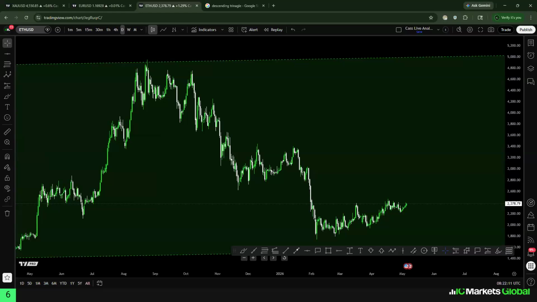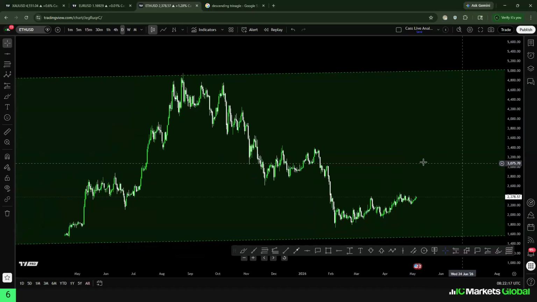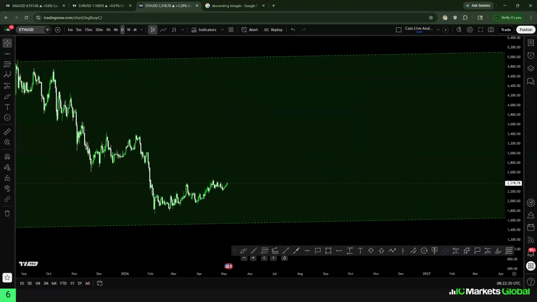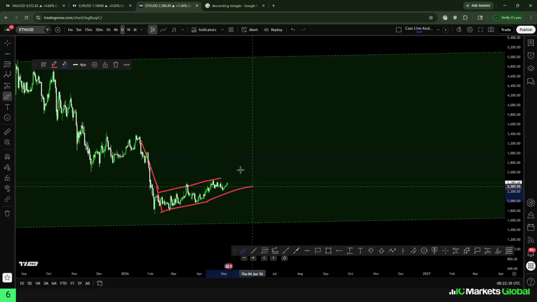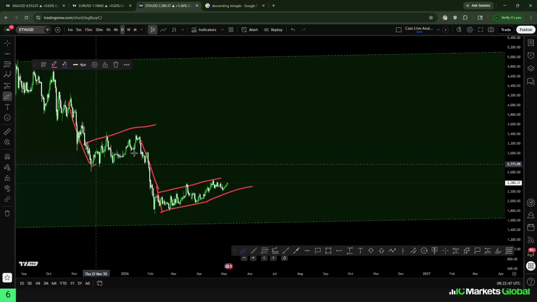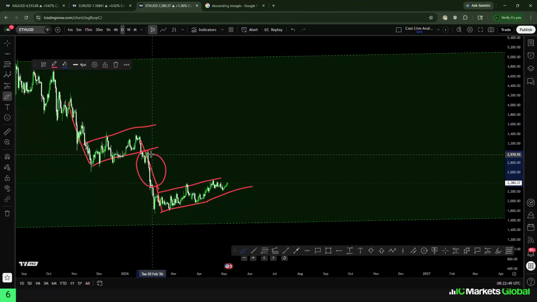Kai is saying bear flag on the daily charts. Let me look at the bear flag. There's a downtrend, there's a flagpole, there's a bear flag. This is a really long flag, and I won't say this is a very complete bear flag. But yes, here there's definitely a bear flag, because the breakout happened here.